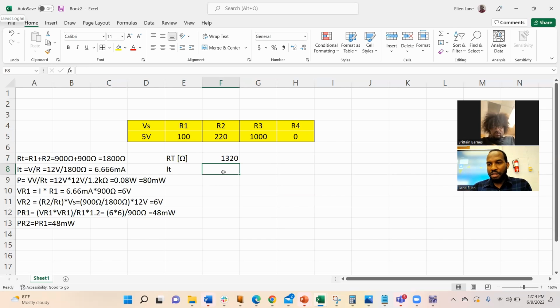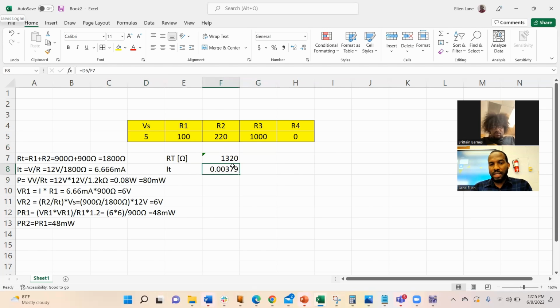So instead of typing VS, we just click VS, or we say equals. We click here, 5 volts. Now, of course, it doesn't have to be 5V, it just has to be 5. And then we say divided by what? RT, whatever is here. In our case, it's going to be 5 divided by F7, right? So again, this should be just 5. So this is our IT.